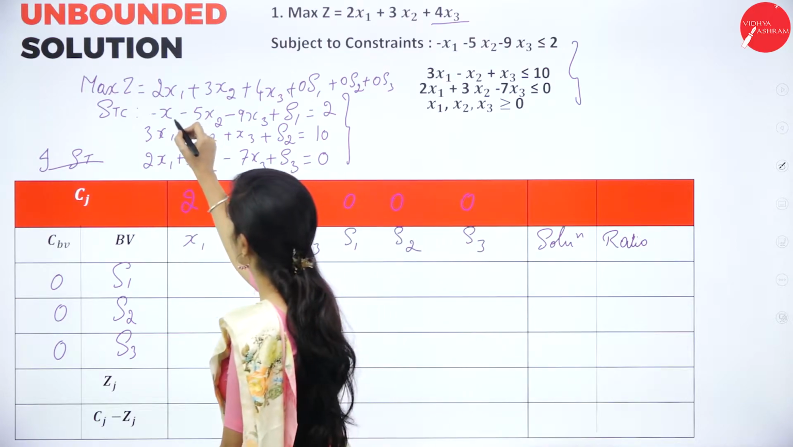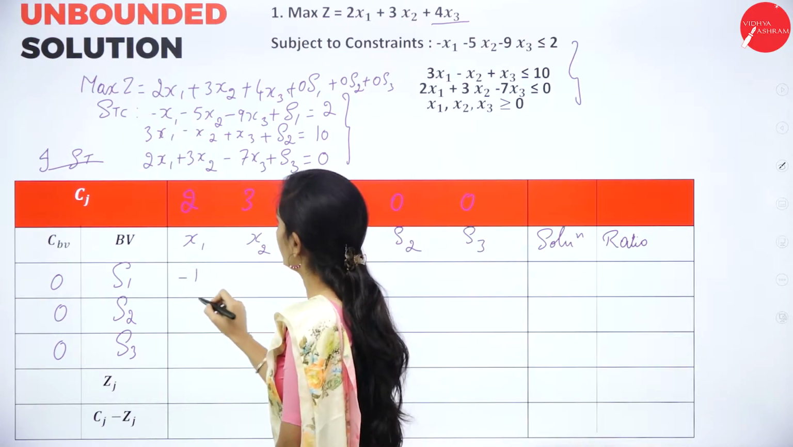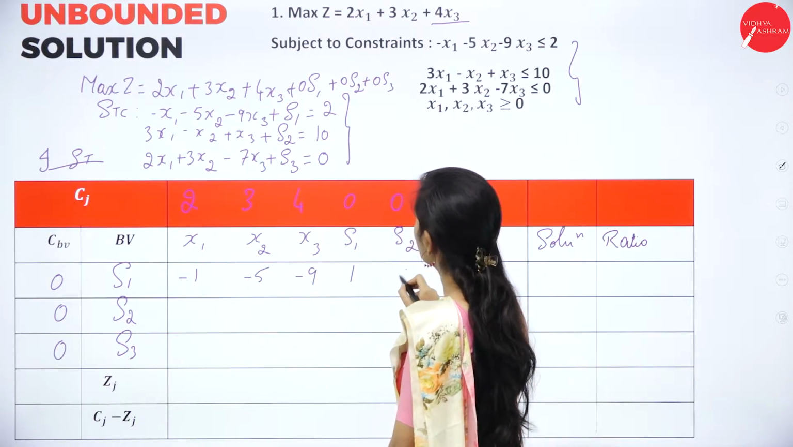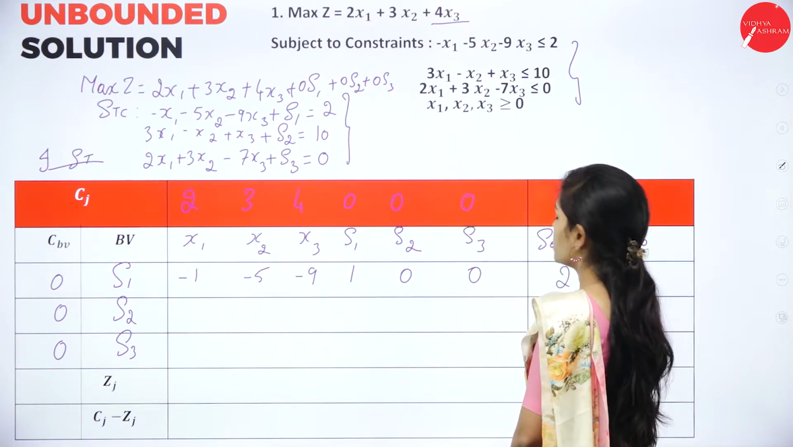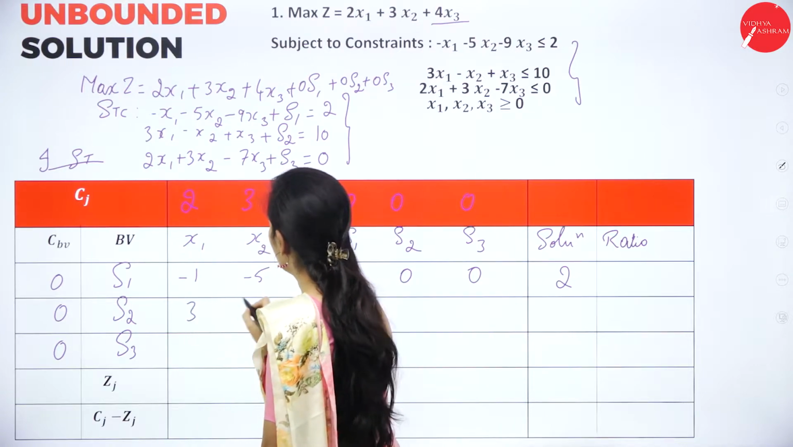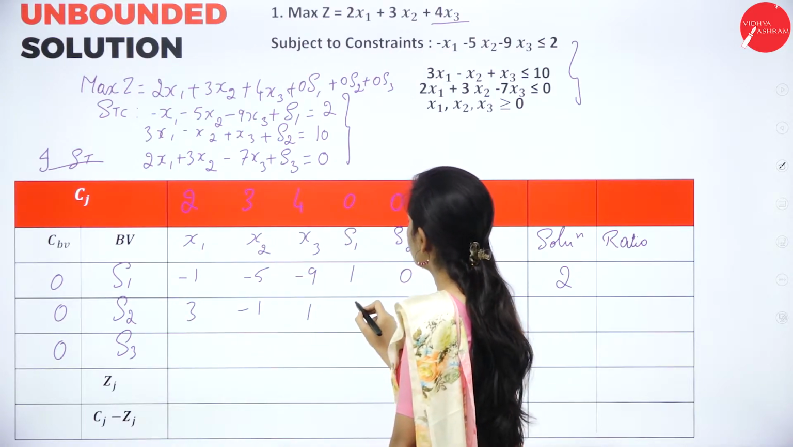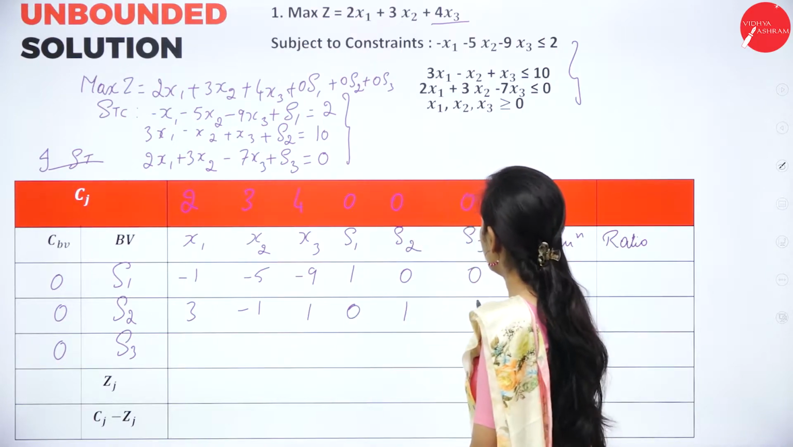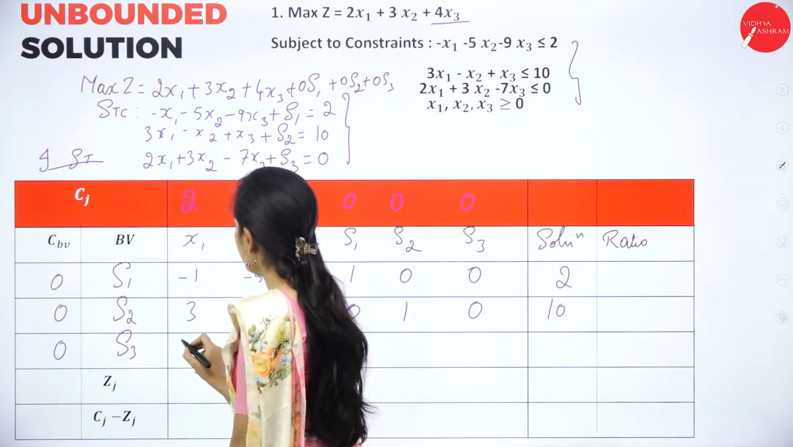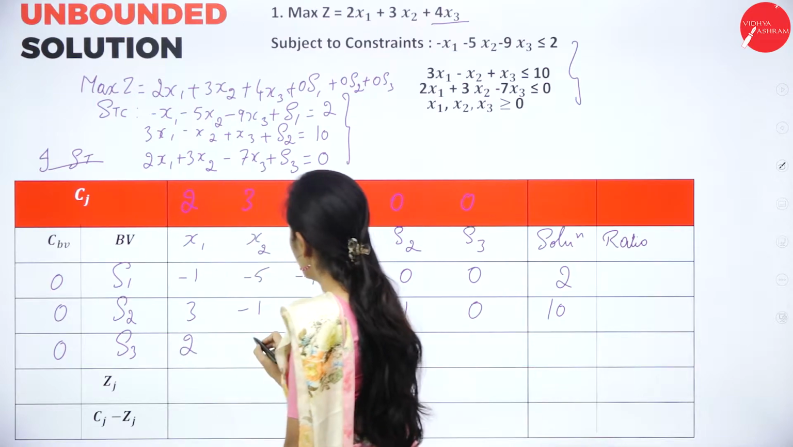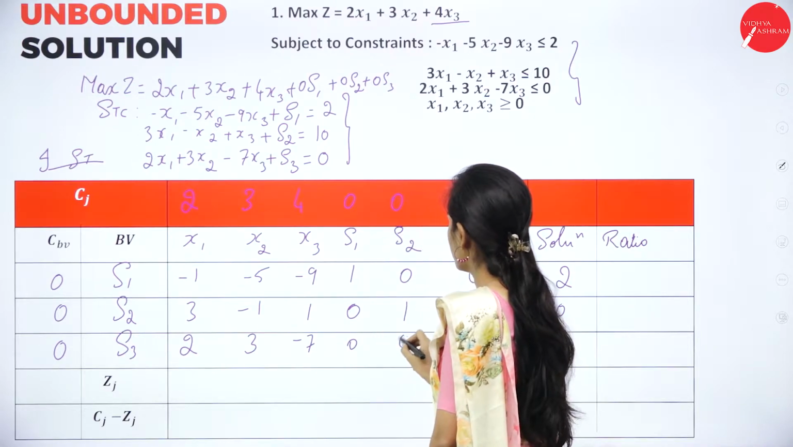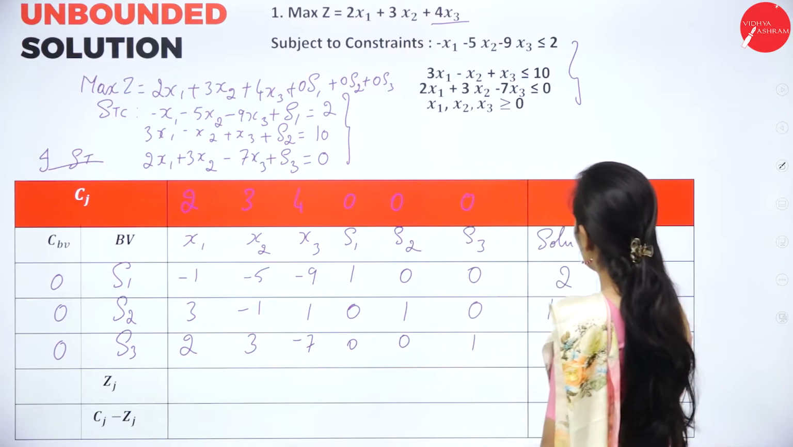In equation number 1, the coefficients of x1, x2, x3 are -1, -5, -9, and the coefficient of s1 is 1, s2 is not there, s3 is not there, and the solution is 2. Next, equation number 2: coefficient of x1 is 3, -1, 1, s1 is not there, s2 is 1, s3 is not there. Solution is equal to 10. And equation number 3: x1 coefficient is 2, x2 is 3, -7, s1 is not there, s2 is not there, s3 is 1 and the solution is equal to 0.